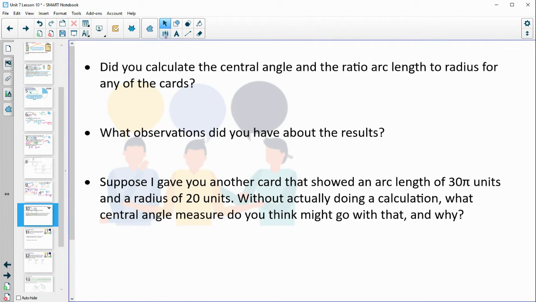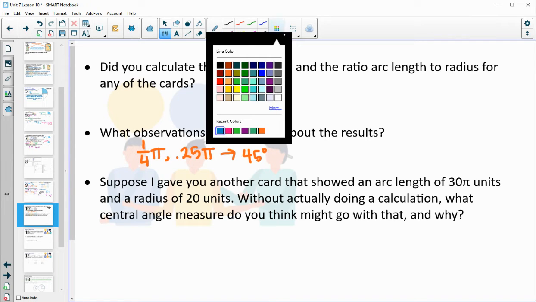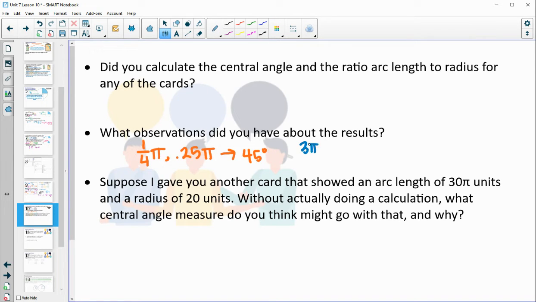So what observations did you have about the results? When we did calculate those, we found that the ones that had the same ratio, 1/4 pi, or if we wanted to call that 0.25 pi, all came from the same central angle of 45 degrees, because they were each 1/8 of the overall circle. And the ones that simplified to 3 pi over 2, or 1.5 pi as a decimal, all ended up being 3/4 of the circle, or a 270-degree central angle.